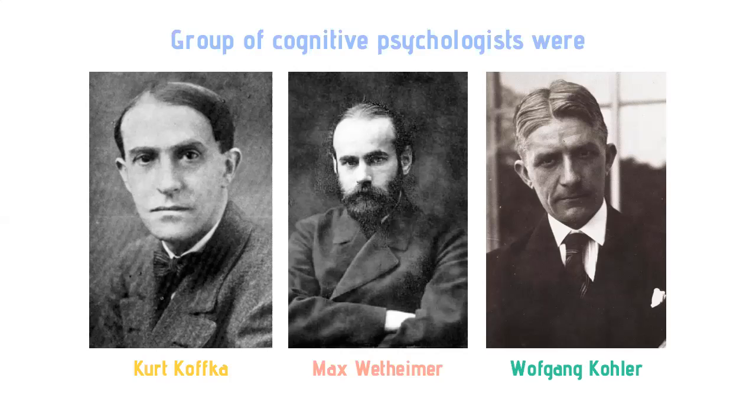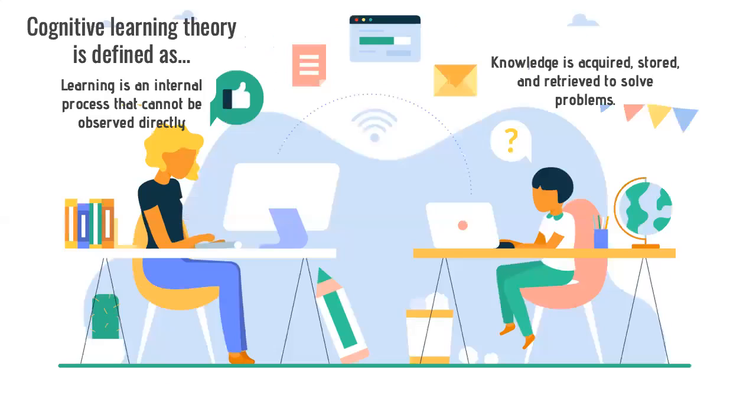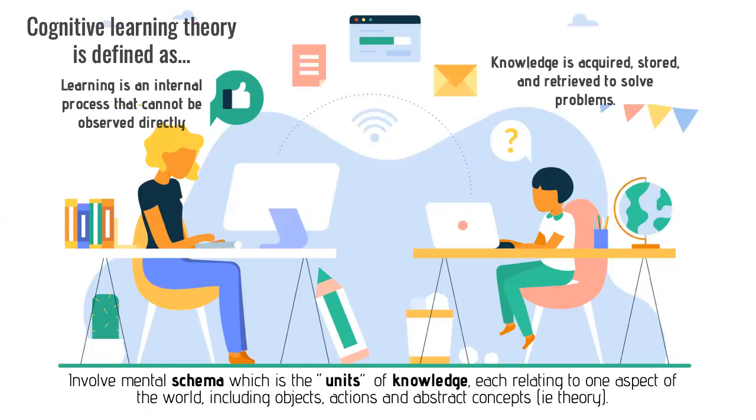In previous times, there was a group of cognitive psychologists, many of them German: Koffka, Wertheimer, Kohler. They are the cognitive psychologists who also did some experiments based on animals. They defined cognitive learning as a very internal process that cannot be observed directly through behavior, and this is opposed to behaviorism. Knowledge is acquired, stored, and retrieved to solve problems.